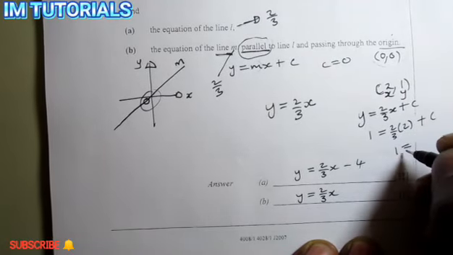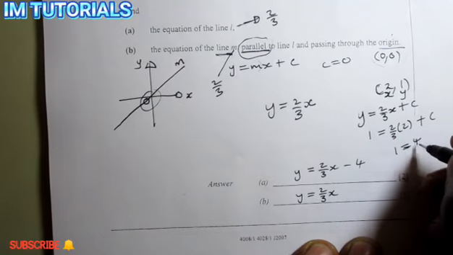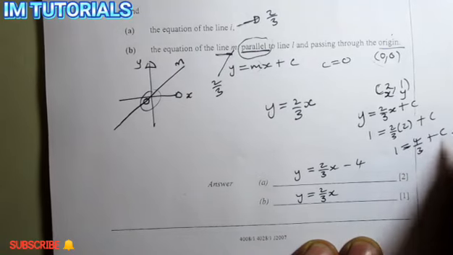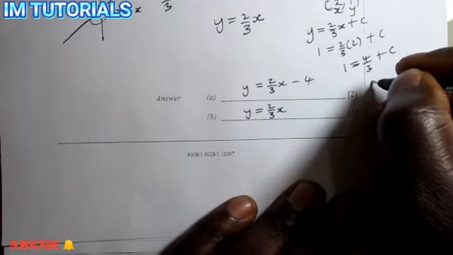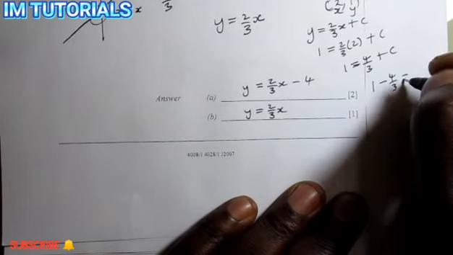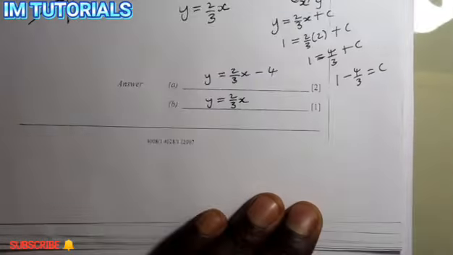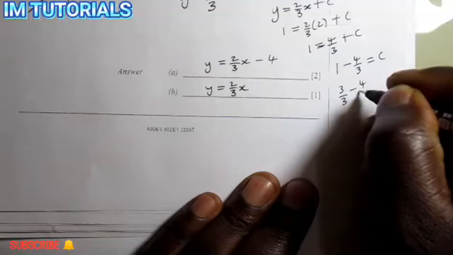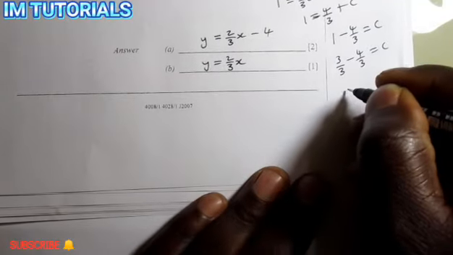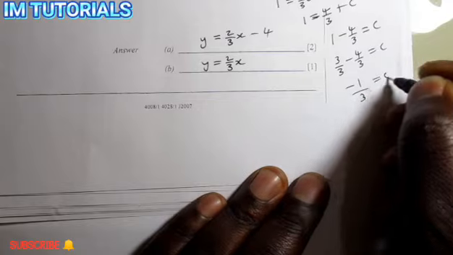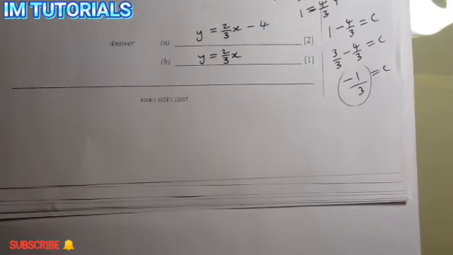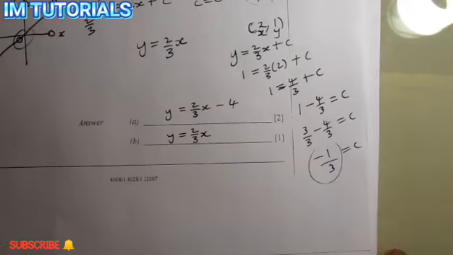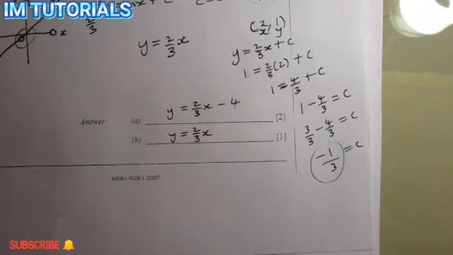You come out with 1 equals 2 times 2, which gives 4 over 3, plus c. Then you move 4 over 3 to the left. You come out with 1 minus 4 over 3 equals c. I hope you are following, class. So 1 is as good as 3 over 3. So 3 minus 4 gives minus 1 over 3 equals c. This is how you find c in a situation where you are not given the origin or the value of y when x is 0. Let us move on to question number 11.